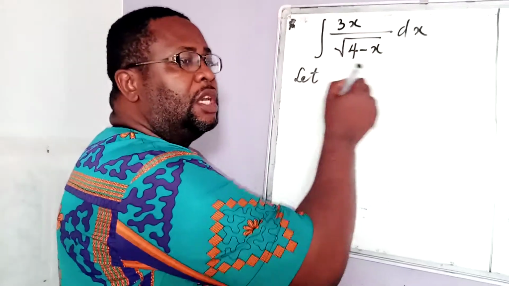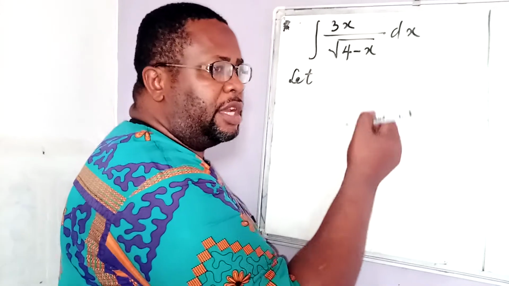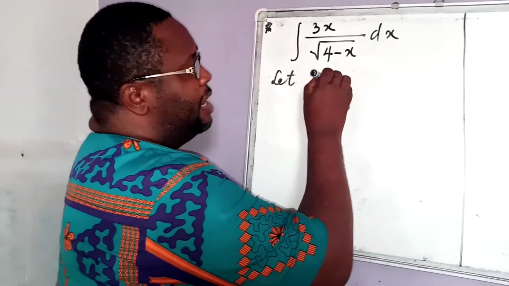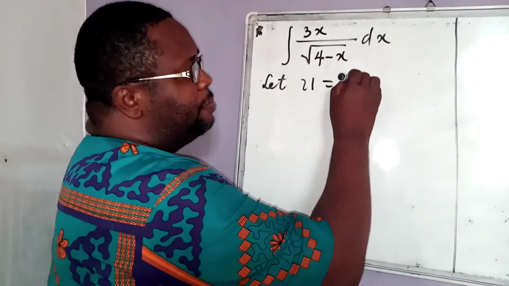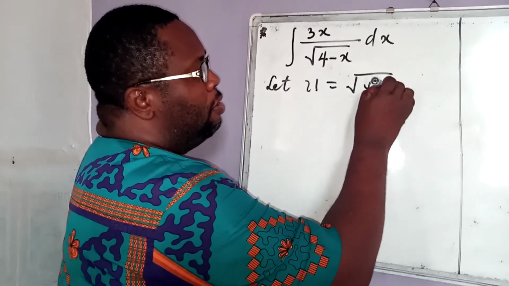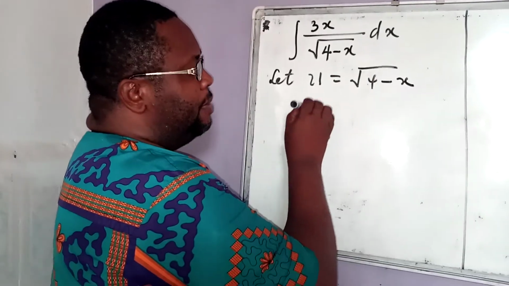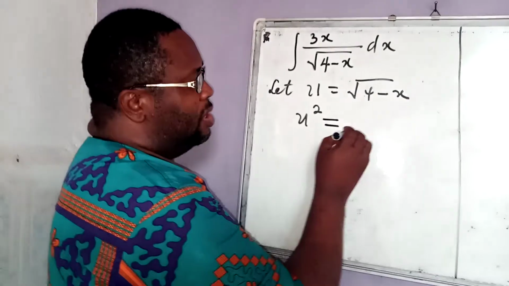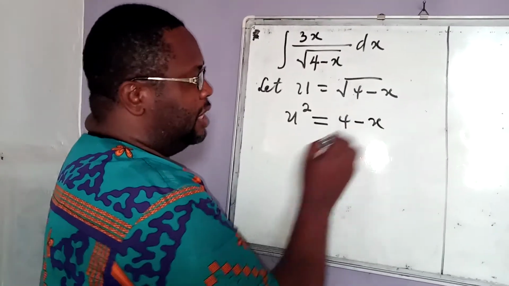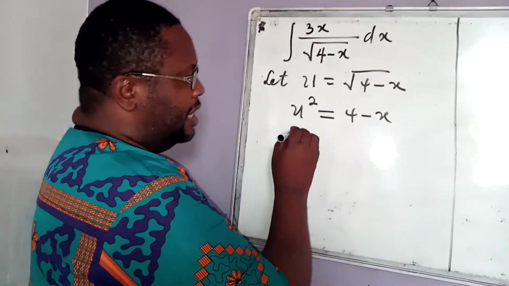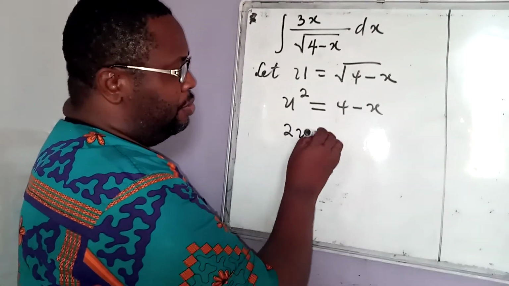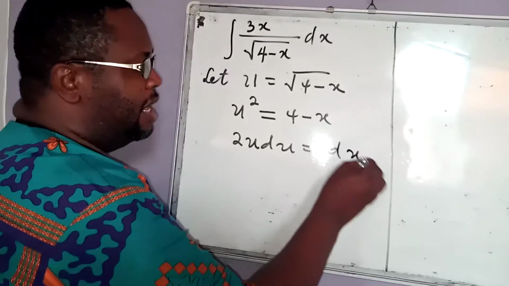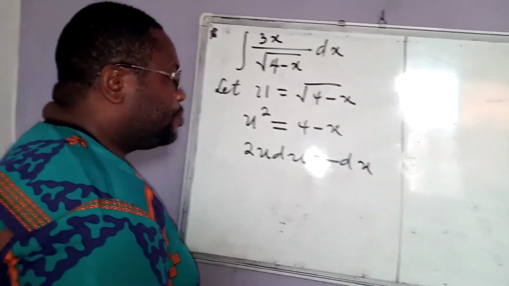We are substituting. And like I would always tell you, you move from x to u and then come back again to x. So I simply say let u be equal to, I want to take the whole of this, square root of 4 minus x. This implies that if you square both sides, u squared becomes equal to 4 minus x. And then if you differentiate both sides, 2u du becomes equal to minus dx.